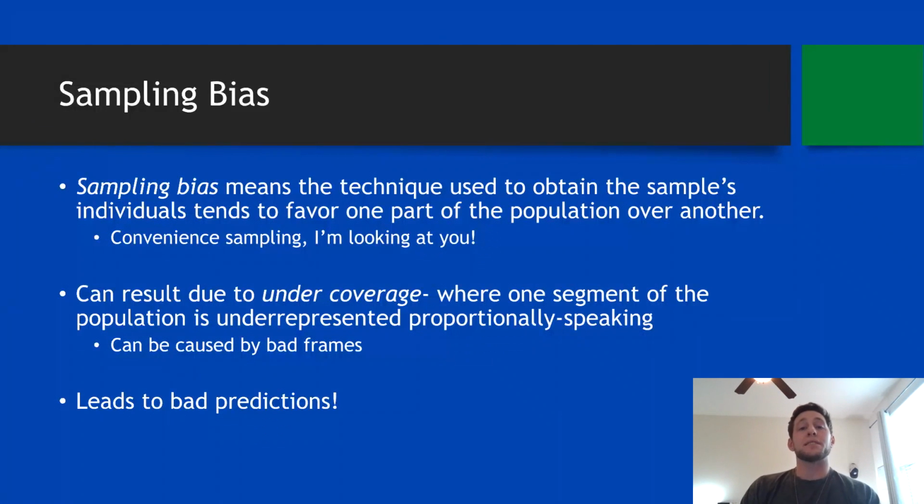Sampling bias means the technique used to obtain the sample's individuals tends to favor one part of the population over the other. As you see in my next bullet point, convenience sampling is the key contributor to this. You do not want to favor one group over the other. You want a representative sample that gives you information. Now, this can result due to undercoverage, where one segment of the population is underrepresented proportionally speaking, which can be caused by a couple things.